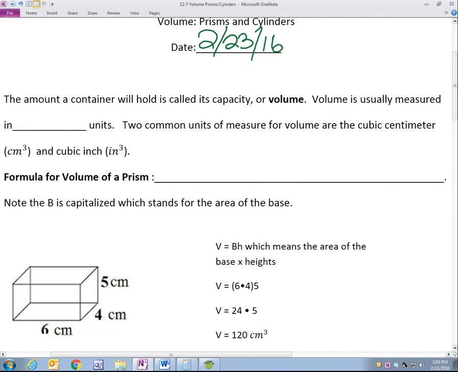The amount a container can hold is called its capacity or volume. Volume is usually measured in cubic units. It sounds like a cube, and think about what dimension a cube is. 3.